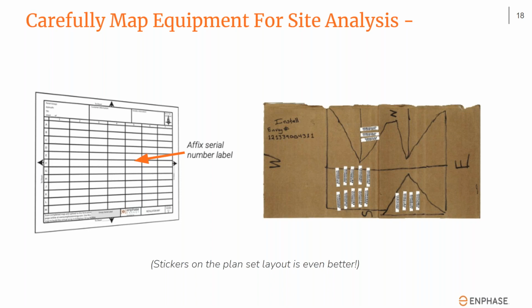You can grab your pizza box, put it on there, just make it very logical and clear. One of the best things I've ever seen is some companies, when they print out the plan set itself, they'll actually put the serial numbers right on there, those little stickers, and it makes it a lot easier.